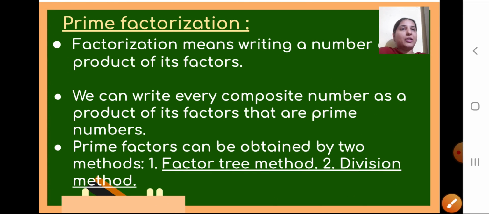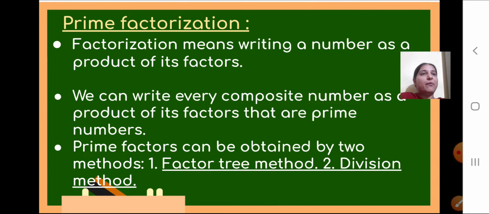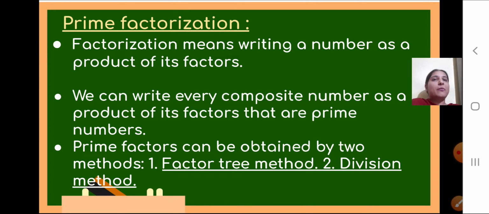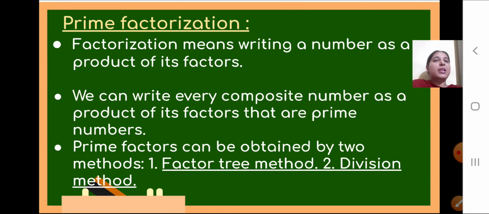factorization, prime factorization. As the word says, prime factors. So what is factorization first? Factorization means writing a number as a product of its factors. So we can write every composite number as a product of its factors that are prime numbers. Prime factors can be obtained by two methods, that is factor tree method and division method.